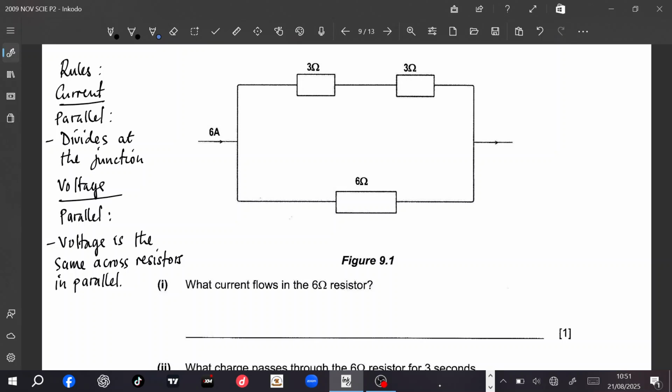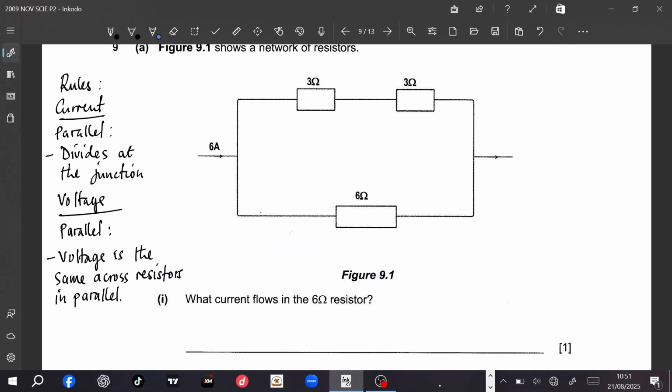You have 6 amps, and as we said, current in a parallel circuit divides at the junction. So when current is here, some current should go up there, and some current should go down here. What determines the amount of current which will go up and down is how much resistance it is going to feel, passing here and also passing here.